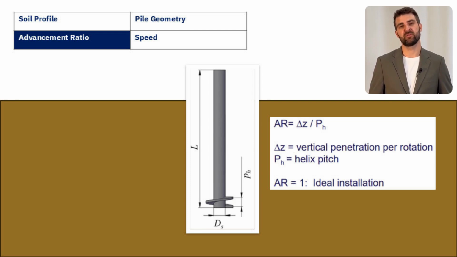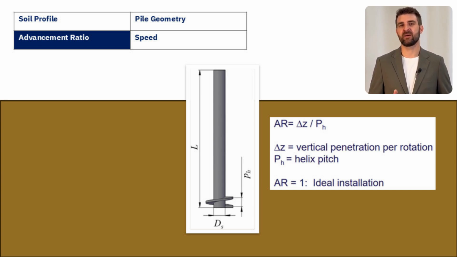In this example, we are going to look at something called the advancement ratio. The advancement ratio is essentially the ratio of the installation or penetration per rotation to the screw pile pitch. If it is installed perfectly, those will be correlated and you will have an advancement ratio of 1, meaning that per rotation you go down 1 pitch. If you don't install it correctly, for example if you only go half the pitch down per rotation, you'll have an advancement ratio of 0.5.